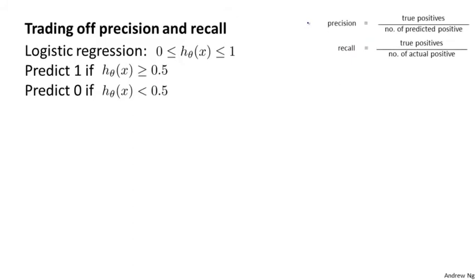As a reminder, here are the definitions of precision and recall from the previous video. Let's continue our cancer classification example where y equals 1 if a patient has cancer and y equals 0 otherwise. And let's say we've trained a logistic regression classifier which outputs probabilities between 0 and 1. So as usual, we're going to predict y equals 1 if h of x is greater than or equal to 0.5, and predict 0 if the hypothesis outputs a value less than 0.5. And this classifier may give us some value for precision and some value for recall.